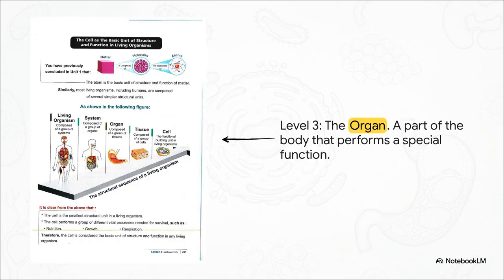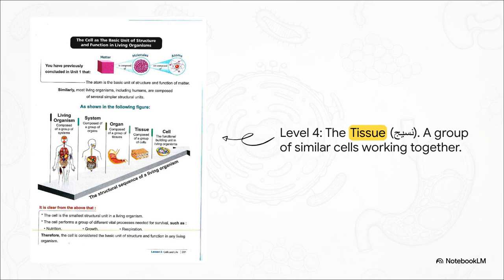So, what are those systems made of? You guessed it, organs. An organ is a part of your body with a very special job, like your heart, which pumps blood, or your stomach. Okay, let's keep zooming. If we look inside an organ, what do we find? We find tissues. A tissue, that's nasij in Arabic, is basically a whole team of the same type of cells, all working together, like your muscle tissue, which helps you run and jump.